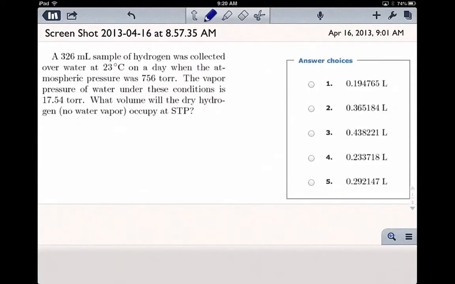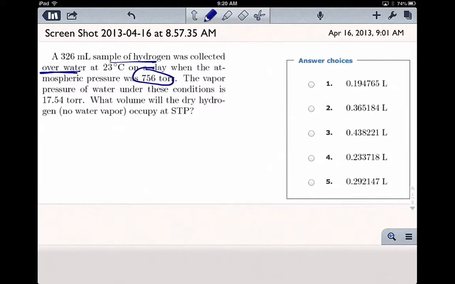Okay, so we're working a partial pressure question here. When you're doing these partial pressure questions and it says something about a sample of gas collected over water, you have to remember that some of that water has escaped into the sample as water vapor, and thus the water is contributing to the total pressure.